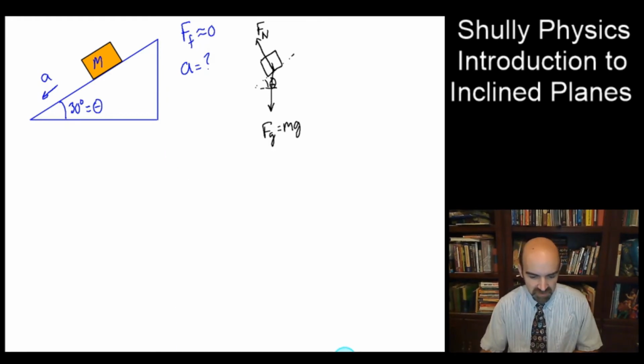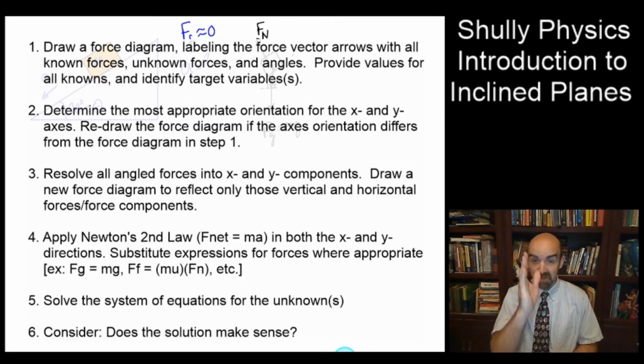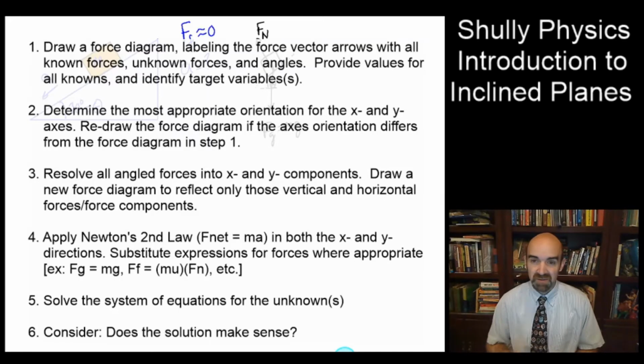So let's look back at that problem solving text. Step 1 is done. Step 2, what is the most appropriate orientation for the X and Y axes? Well, think to yourself, what direction is the acceleration in? If this block were falling straight down, then the Y direction would be probably the most appropriate. The vertical direction would be the Y, and we'd be looking for an acceleration in the Y direction. If this were like a side-to-side kind of a slide, then the X direction suffices. Horizontal is good for X, and vertical is good for the Y direction.